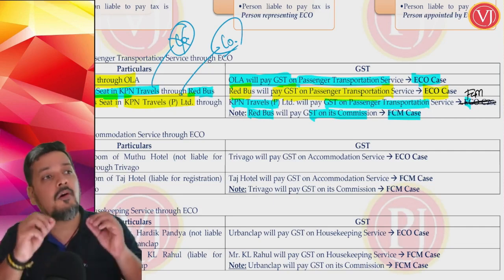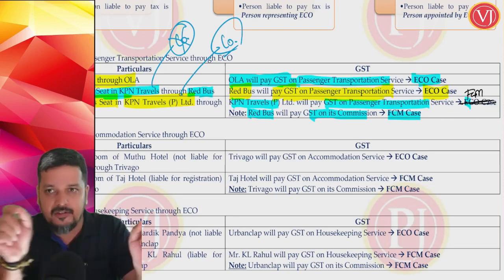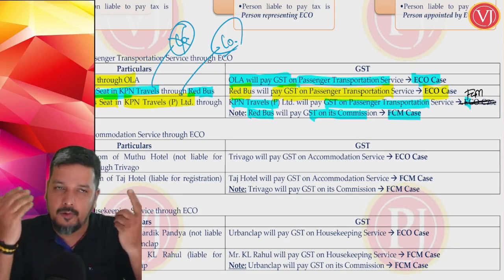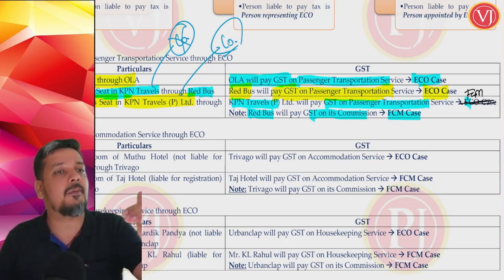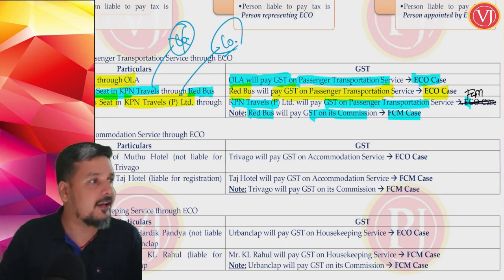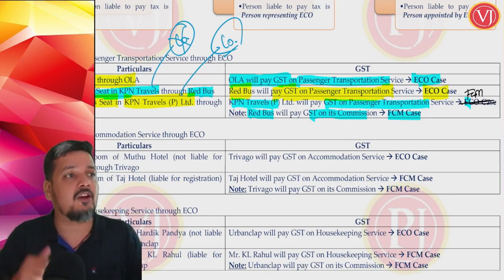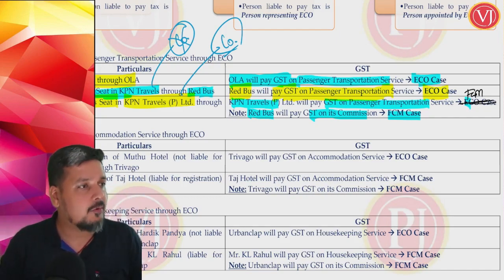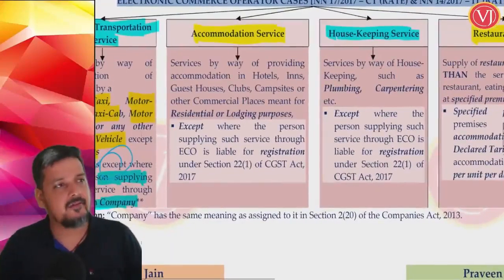So don't make the mistake of seeing a question telling that it is a passenger transportation service through ECO, then it is always 9.5. No. First of all, people don't even understand 9.5. 9.5 is a scenario where a third party, ECO, comes and pays GST on behalf of the supplier. ECO is liable to pay GST, but only on its commission. But now ECO pays the GST on the main amount.